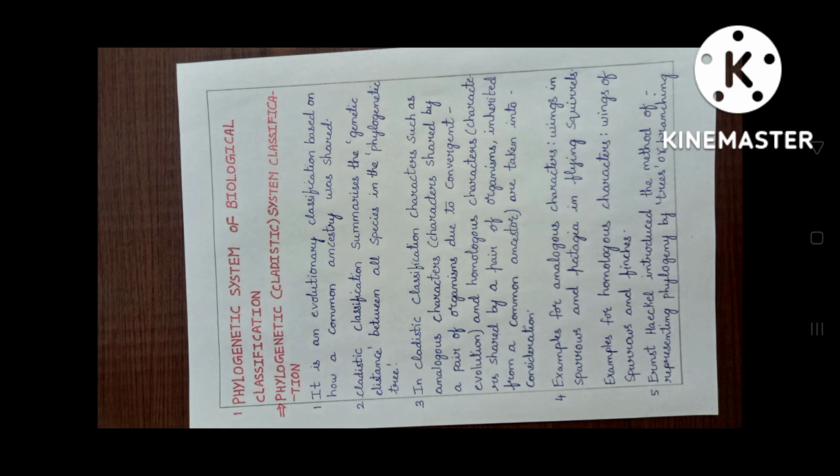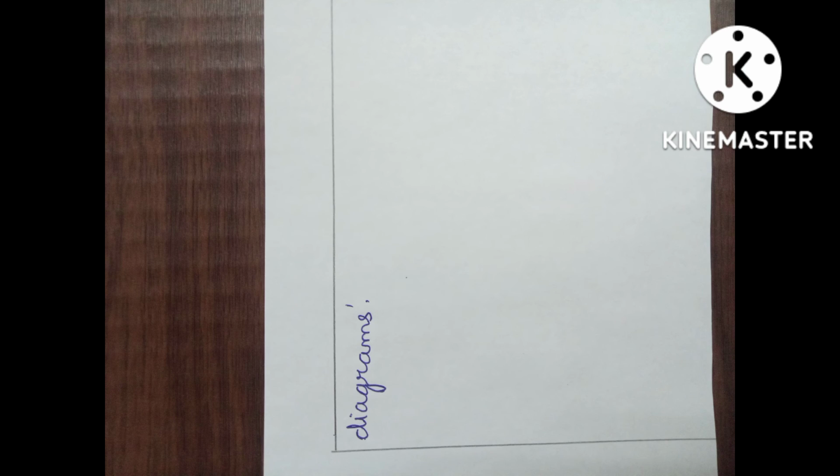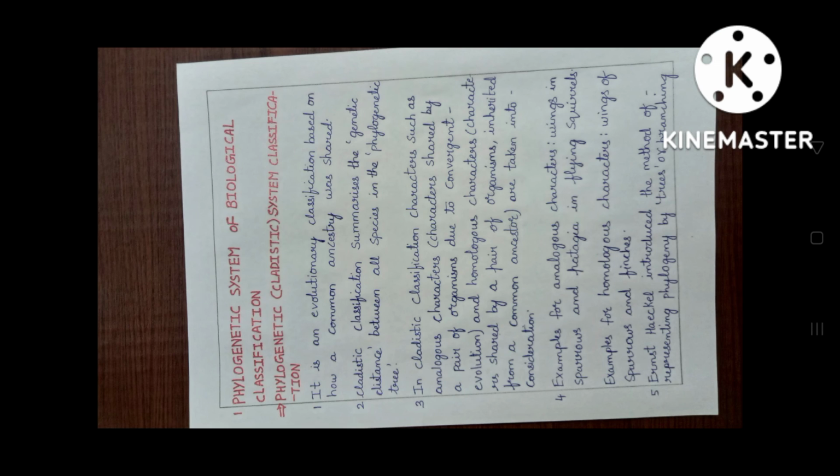Ernst Haeckel introduced the method of representing phylogeny by trees or branching diagrams. Who is Ernst Haeckel? He is a German zoologist. Ernst Haeckel published the first trees of life in the history of biology in his book General Morphology of Organisms. Introduced the method of representing what?